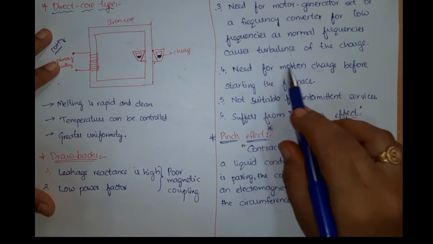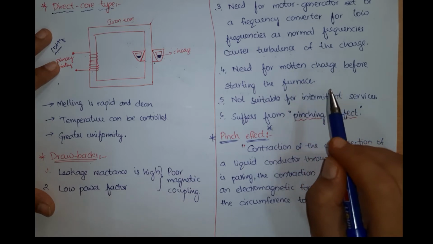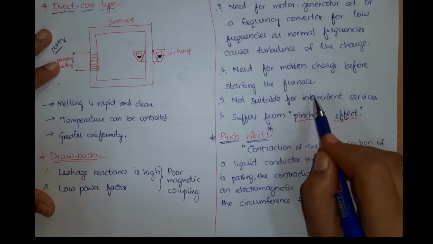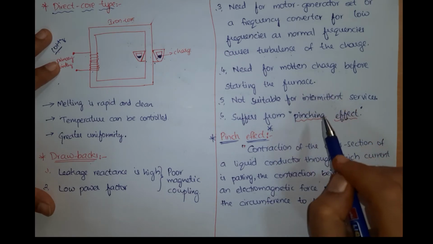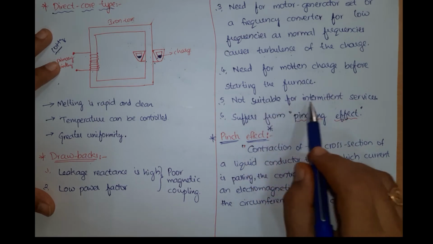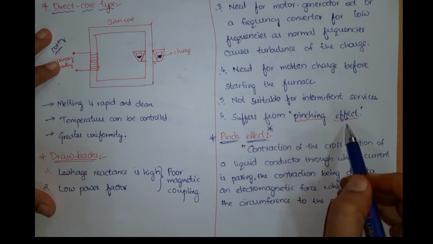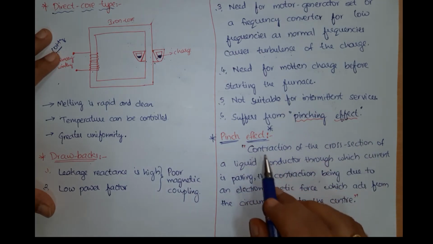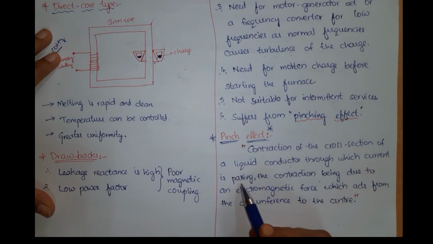Also, there is a need for molten charge before starting the furnace, right? There must be a charge initially before starting, or we should not completely remove the charge after the required heating is done for the previous run. So it is not suitable for intermittent services. Also, it suffers from the pinching effect. What is this pinching effect? Let us see now. Pinching effect is defined as the contraction of the cross section of the liquid conductor through which current is passing, the contraction being due to an electromagnetic force which acts from the circumference to the center.